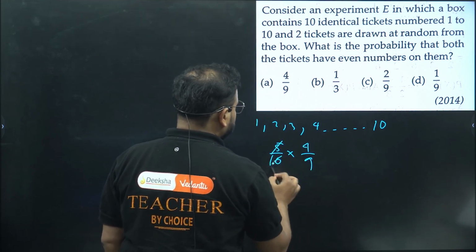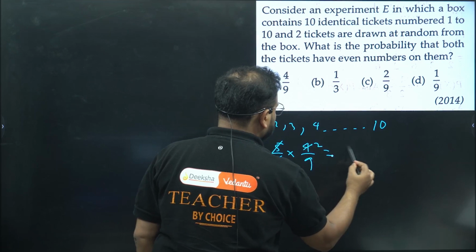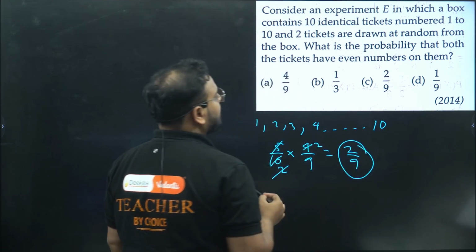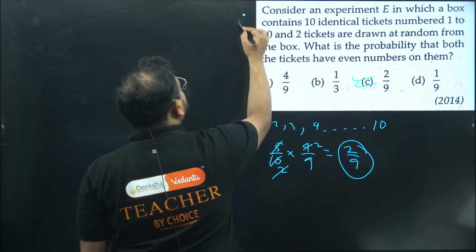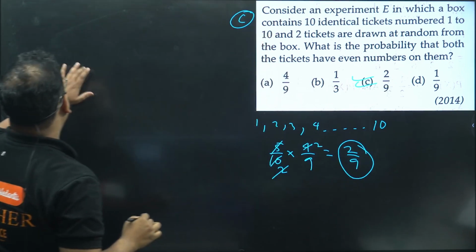So I'll have the answer as, please check, 5 out of 10 into 4 out of 9. 5 2s are 10, this is 2. Answer is 2 by 9. Please check. Option C is correct.